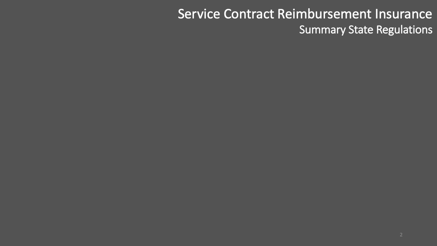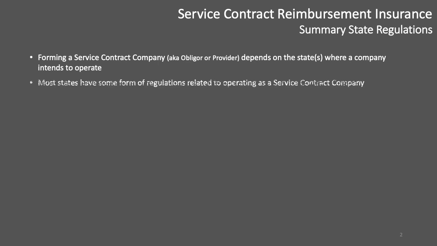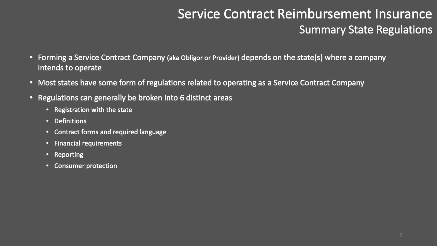Service contract reimbursement insurance is used by many providers to satisfy various state regulations. As a summary of state regulations, when you form a service contract company, also known as an obligor or a provider, the regulations vary depending upon the state or states where a company plans or intends to operate. Most states do have some form of regulations related to operating as a service contract company.